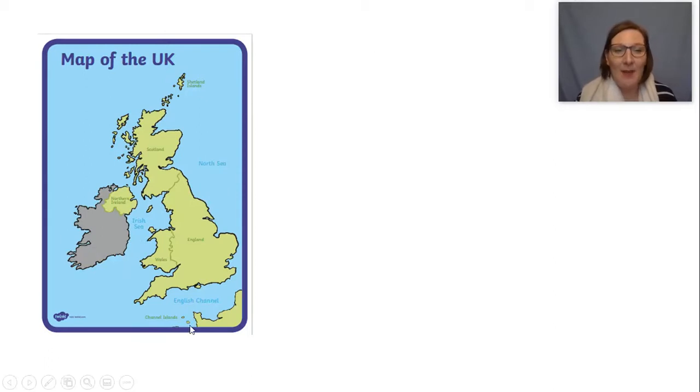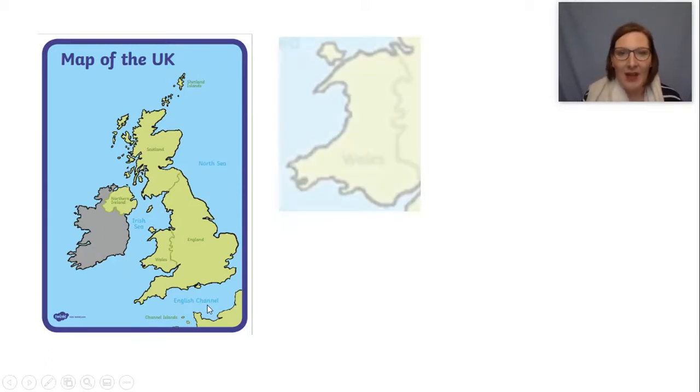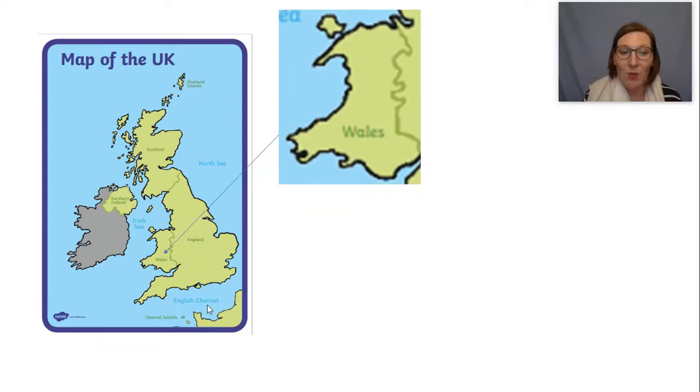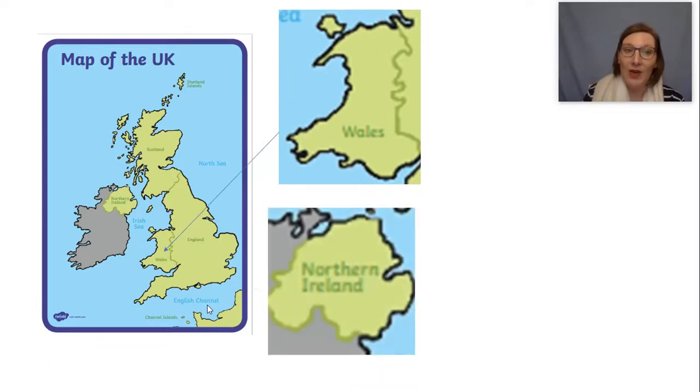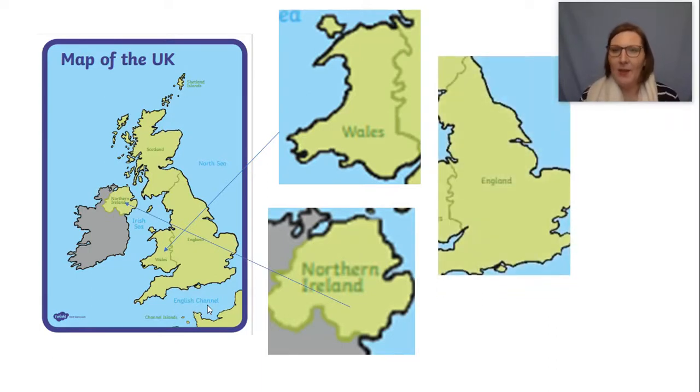So here's our map of the UK, and in the UK we have Wales. Wales is just there, isn't it? And then we have Northern Ireland, and there's Northern Ireland on our map. Oh, I'm going to have to move my picture in a minute. I think I might be okay.